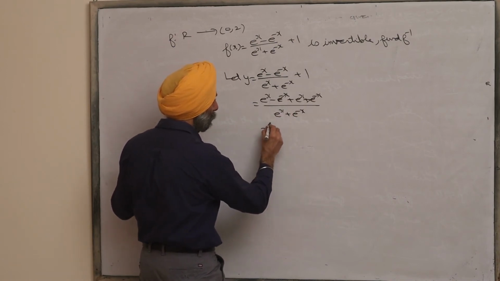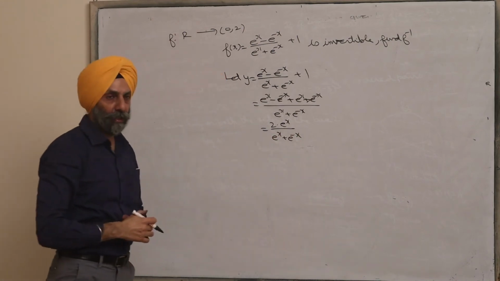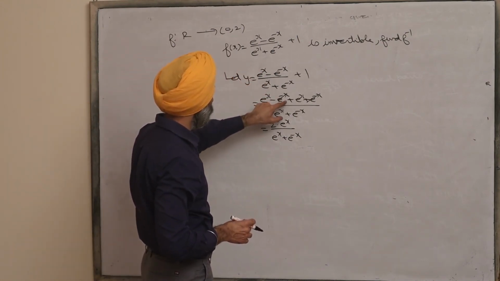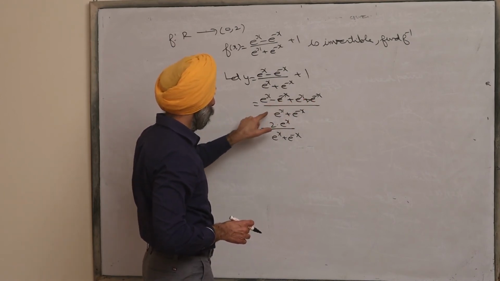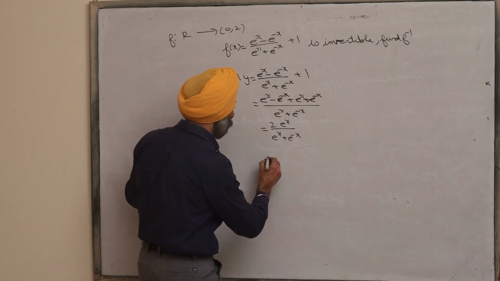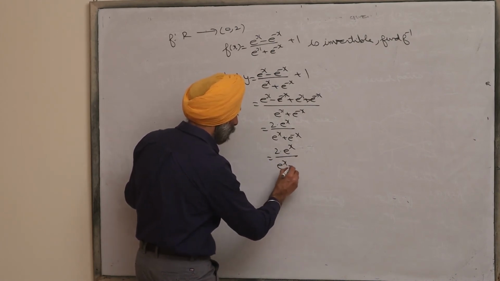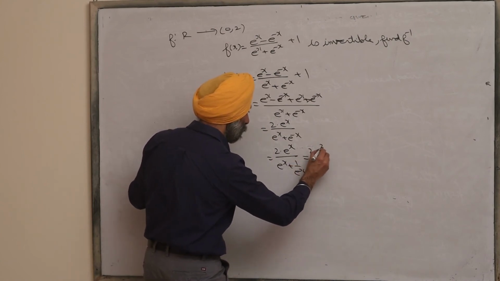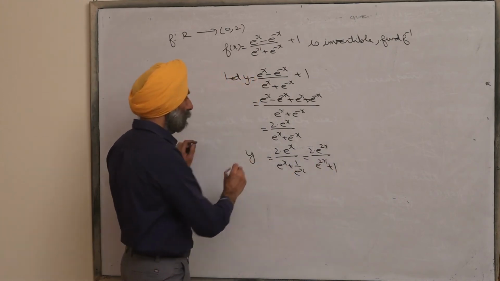Can this be written as 2 times e raised to power x upon e raised to power x plus e raised to power minus x? That is e raised to power x minus e raised to power minus x plus e raised to power x plus e raised to power minus x upon e raised to power x. So can this be written as 2 times e raised to power x upon e raised to power x plus 1 over e raised to power x, or it is 2 times e raised to power 2x upon e raised to power 2x plus 1. This is equal to y here.